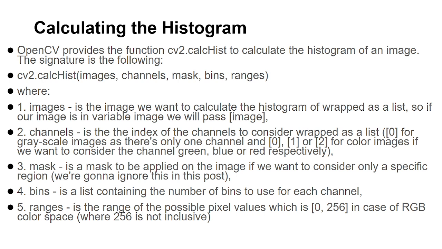Bins is a list containing the number of bins to use for each channel. And range is the range of possible pixel values, which is 0 to 255 in a matrix. It can be represented as 0 to 256 in the case of the RGB color space.